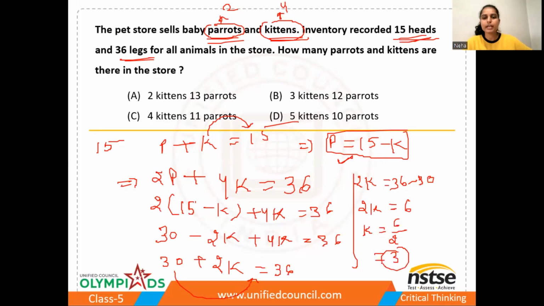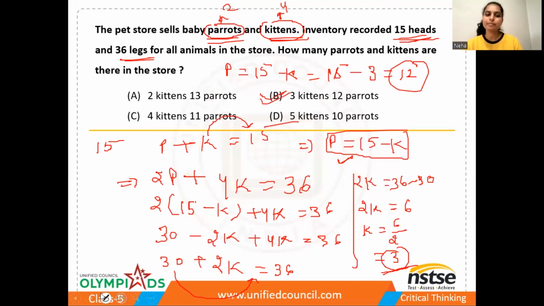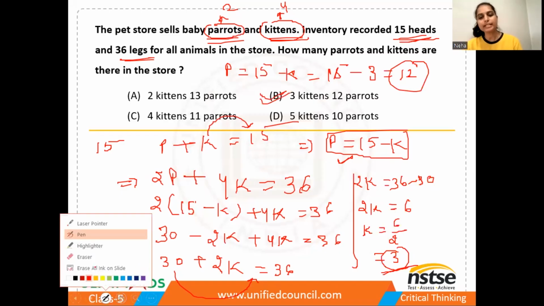So how many kittens are there? Yeah, that is 3. 3 kittens are there, right? Alright. So how many parrots are there then? So parrots, p is equal to 15 minus k, that means it is 15 minus 3, which is equal to 12. So how many parrots are there? 12 parrots are there. So 3 kittens and 12 parrots. Yes, option P is your right answer.